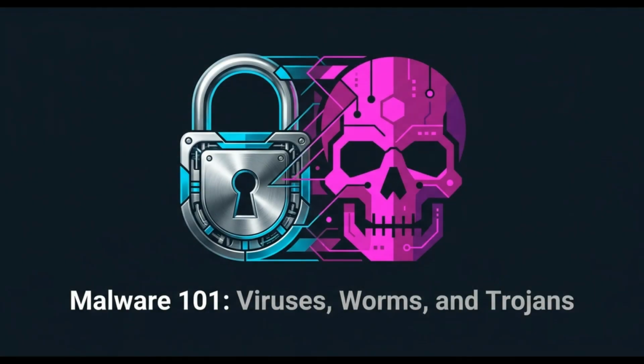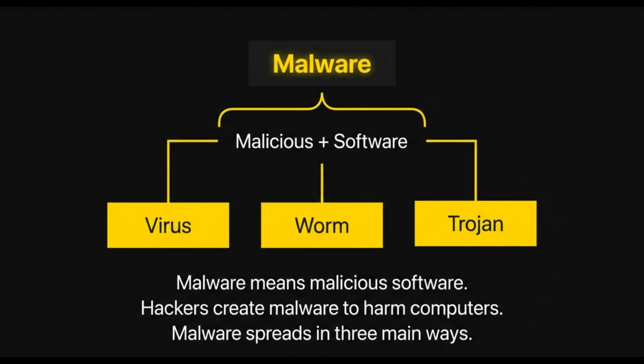Welcome to Malware 101, where we cover the fundamentals of malicious software. Today, we'll examine the three main categories of malware: viruses, worms, and Trojans. Malware is simply malicious software created by hackers to harm computer systems. We'll be looking at how the three main types of malware, virus, worm, and Trojan, are spread.